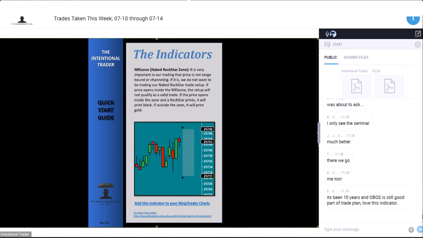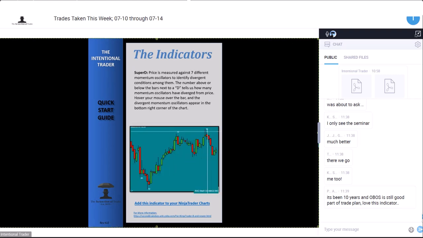Rock star zone, we don't take any trades called a naked rock star inside this zone. You're going to see this zone on the charts here in just a minute. No rock star or naked rock star trades to be taken inside this zone. We can take them outside the zone, but not inside.